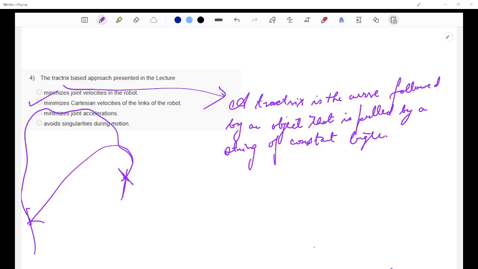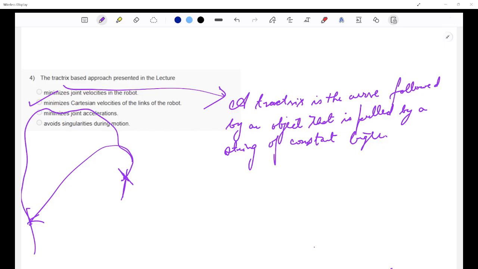What does the tractrix method do? So a tractrix based approach chooses joint motion so that link motion follows tractrix like paths. That results in minimal Cartesian velocities of the links, meaning the links do not swing unnecessarily, motion remains smooth and mechanical stress is also reduced.